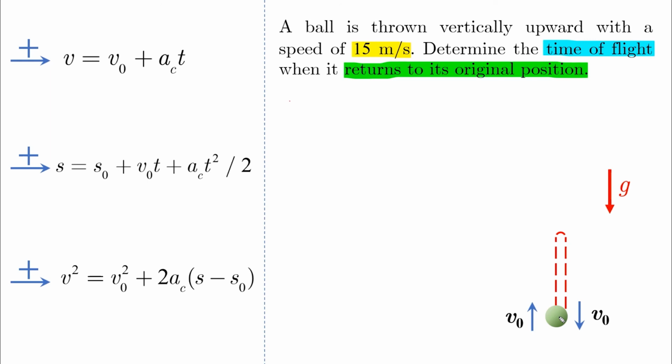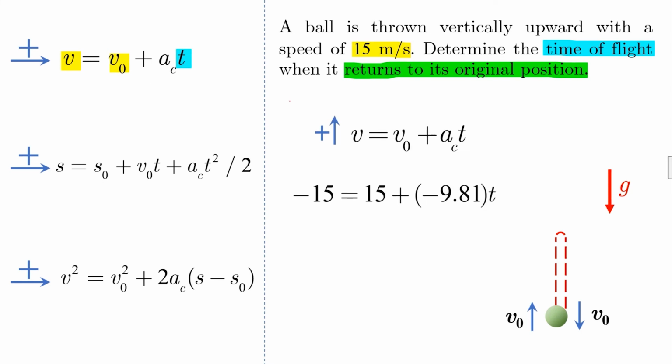Therefore, when the particle returns to its original position, its velocity is equal to the initial, but in the opposite direction. If we have the initial and final velocities, and the acceleration also, we can find the time from the first equation. Assuming positive up, the final velocity v equals v naught, but in the opposite direction, which is negative. V naught positive up, and a is minus 9.81. The time is 3.06 seconds, just similar to what we found by the first method.